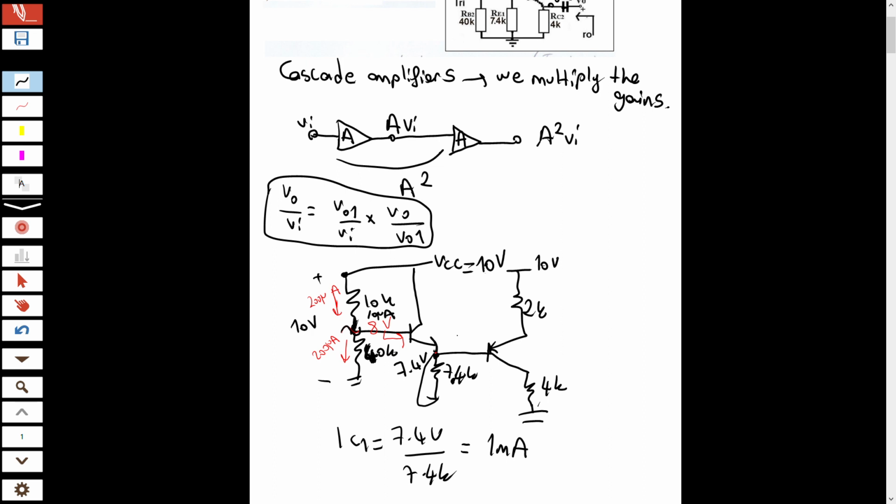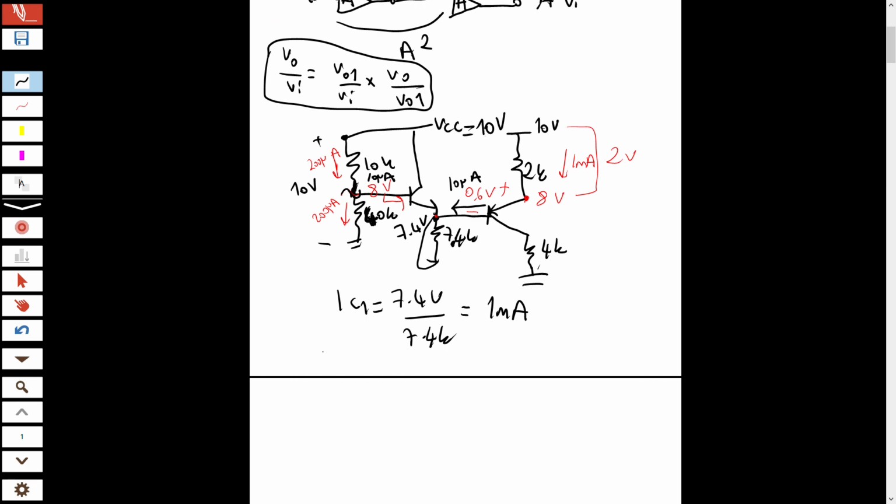In the second transistor, since here is 7.4 volts, this voltage becomes 8 volts. Why? Because there will be VEB 0.6 volt voltage drop. So there is 2 volt voltage drop here. There will be 1 milliampere flowing through here. So there will be 10 microampere base current of the second amplifier. So actually IC1 is not 1 milliampere. IC1 is 1 milliampere minus 10 microampere, and it is like 0.99 milliampere. You can see you can ignore base currents in this question.